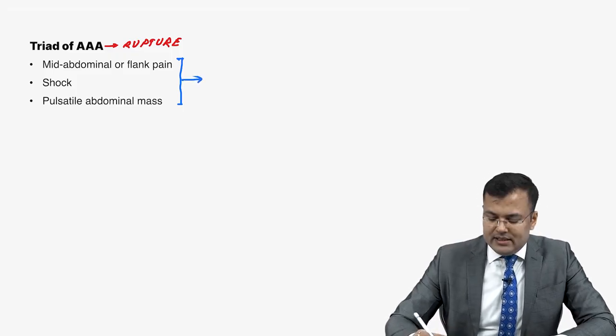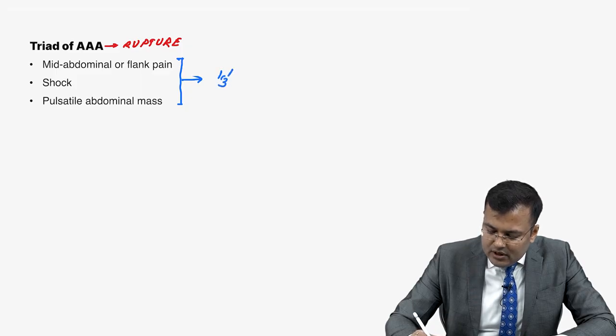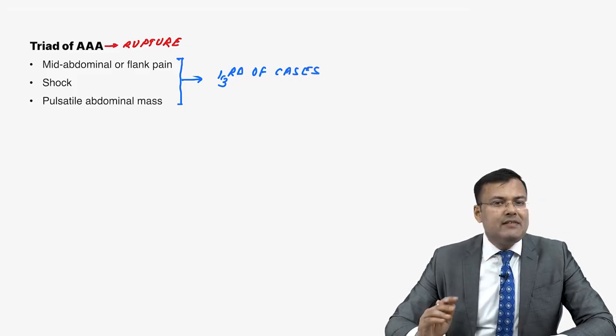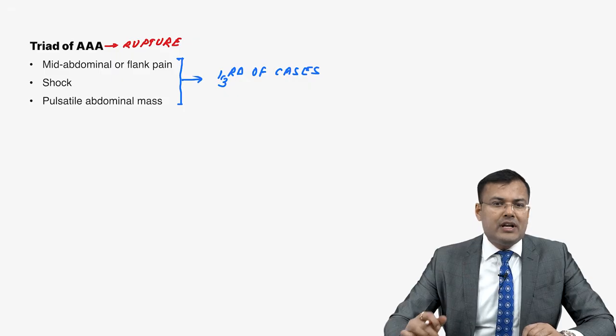Not seen in all cases, it is only seen in 1/3 of cases. Now see the investigations done in cases of abdominal aortic aneurysm.